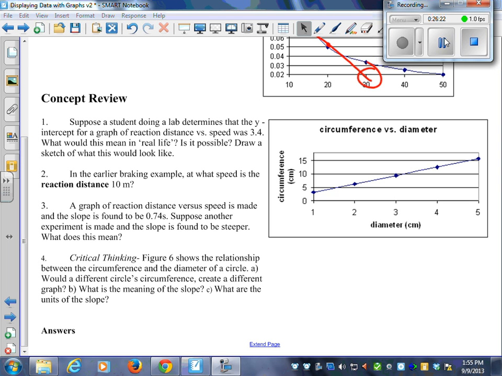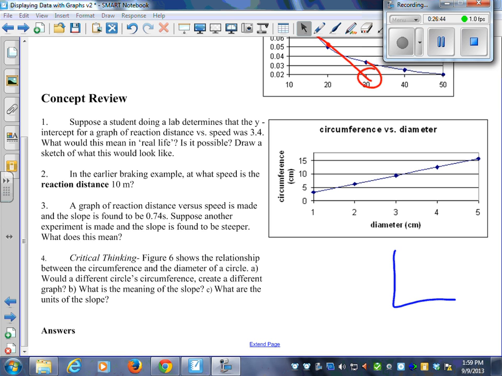As a rule, let's do some help. This usually happens, so don't freak out. Don't think, oh, I'm going to fail. We can't do the first 4 questions. It's okay. Suppose a student doing the lab determines that the y-intercept for a graph of reaction distance versus speed was 3.4. What would this mean in real life? We're talking reaction distance versus speed.